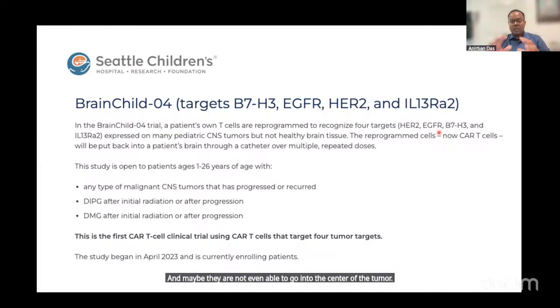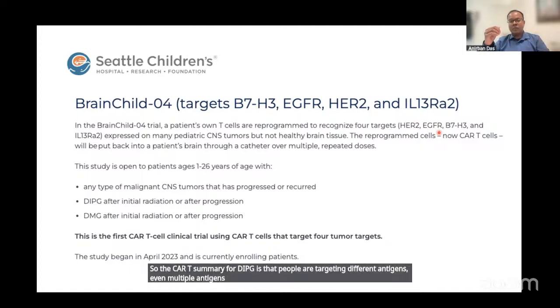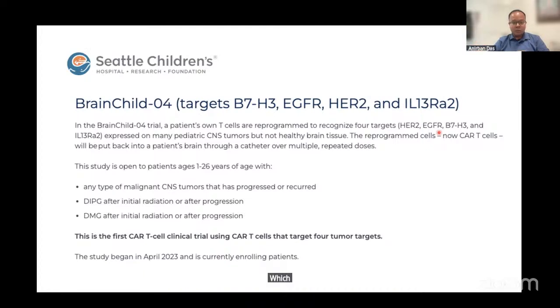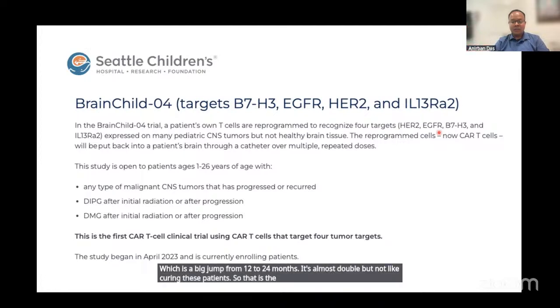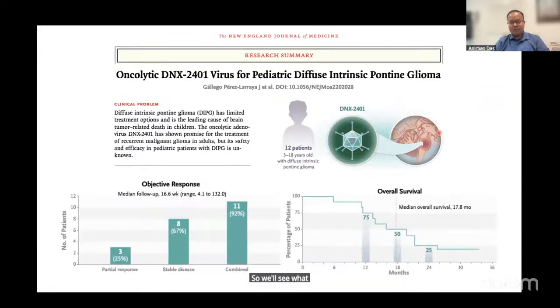So the CAR-T summary for DIPG is that people are targeting different antigens, even multiple antigens, and it is causing benefit in some patients by prolonging their survival, but the effects are not durable beyond maybe 36 to 40 months, which is a big jump from 12 to 24 months. It's almost double, but not like curing these patients. So that is the reality that we are dealing with right now. And of course, the technology is advancing, the trials are ongoing. So we'll see what happens in the future.